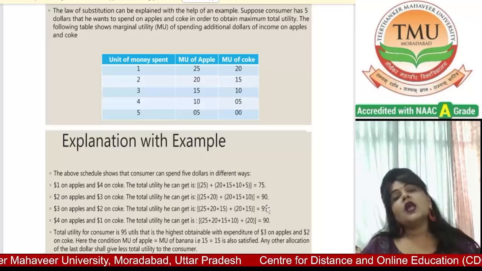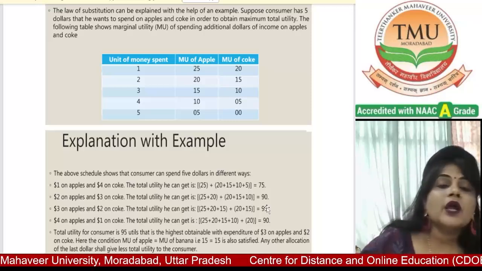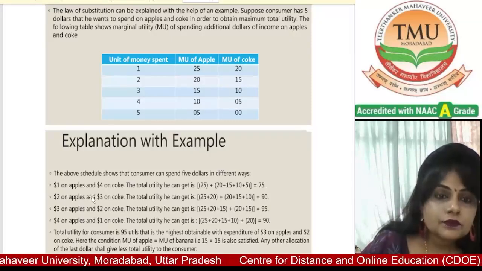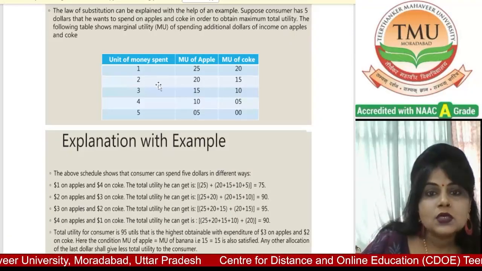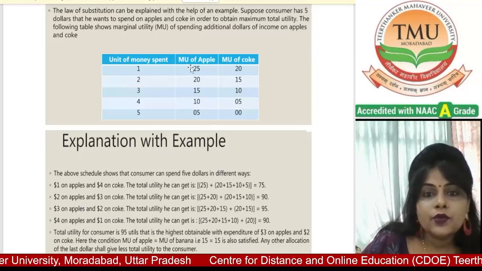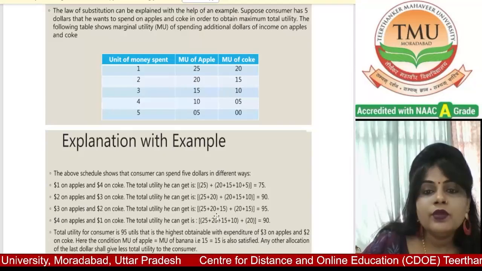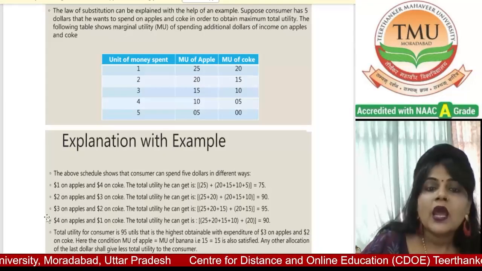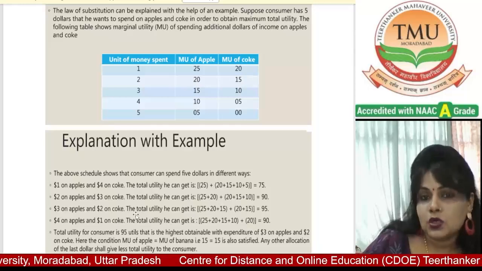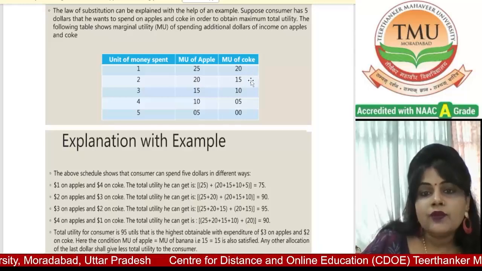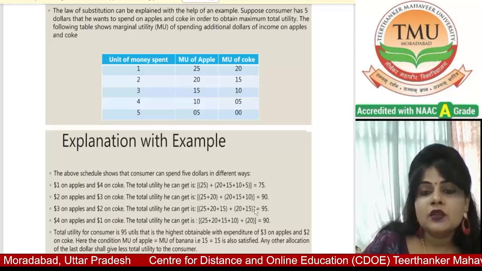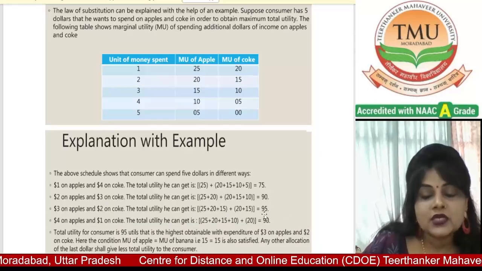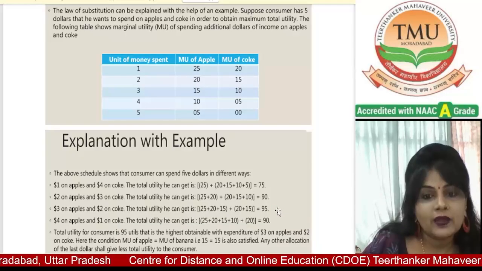Now we find the third combination. In the third combination he spent $3 on apples. Here you see 25, 20 and 15, and $2 on coke, only 20 and 15. Now he gets the total utility of 95. It is the highest point, 95.